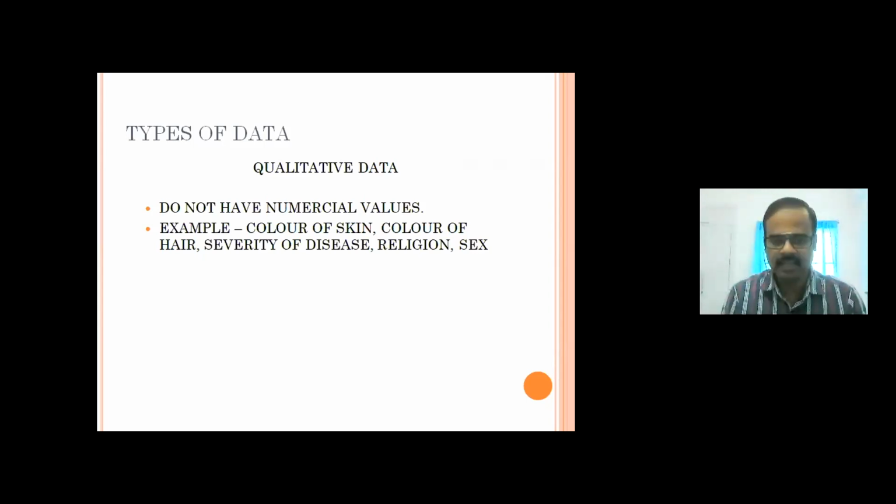So color of the hair. Severity of the disease may be classified into mild, moderate, severe, and so on. So it cannot be measured. Religion, you can give some name. Gender, similarly, cannot be measured. It can be classified into male and female, right? Even transgender is also there. So we can have some non-measurable data. This non-measurable data comes under qualitative data. Examples are given now. Okay, right? So you will be able to answer all these questions when I put some MCQs in further slides.